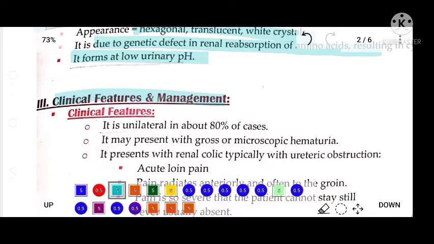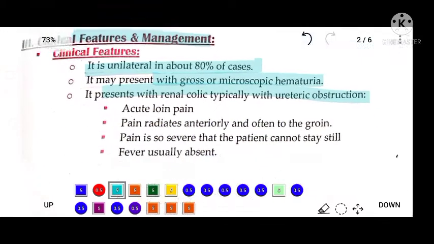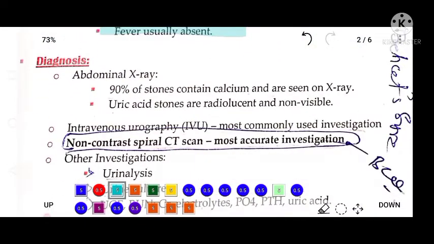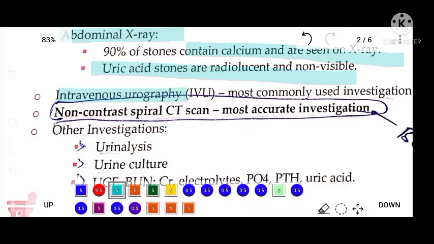The clinical features of these stones: they occur unilaterally, and they present with gross or microscopic hematuria, renal colic pain, and acute loin pain. Pain radiates to the anterior groin. The pain is very severe, and fever is absent. Diagnosis is on the basis of an abdominal X-ray, which shows calcium-containing stones. Uric acid stones are radiolucent and not visible. An IV urogram is performed, along with a non-contrast spiral CT.